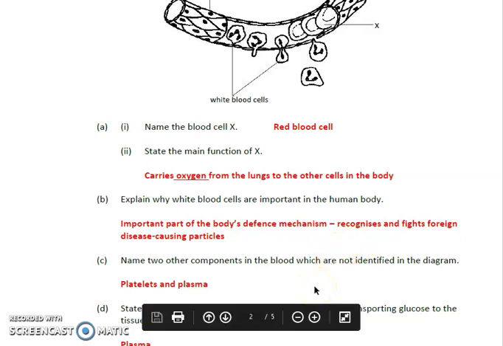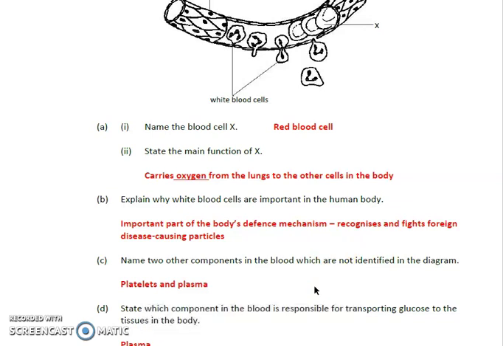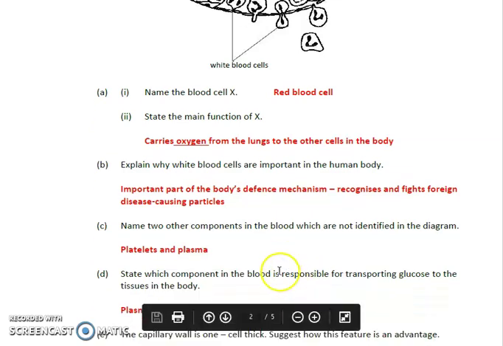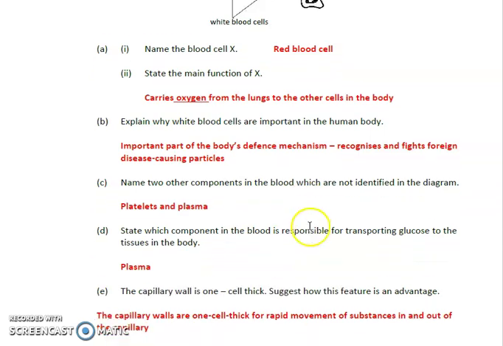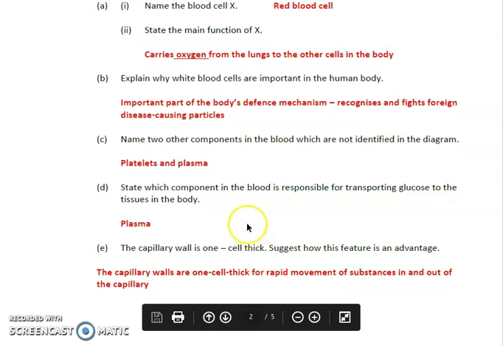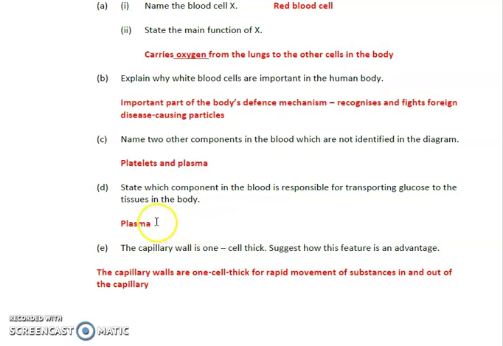Okay, part C. Name two other components in the blood which are not in the diagram. Okay, other than red blood cell and white blood cells, okay, we have two other components, the platelets as well as plasma. D. State which component in the blood is responsible for transporting glucose to the tissues in the body. Okay, this will be the plasma.